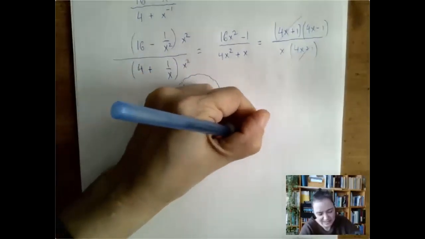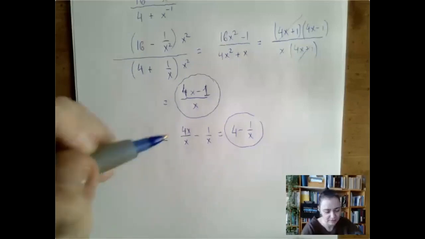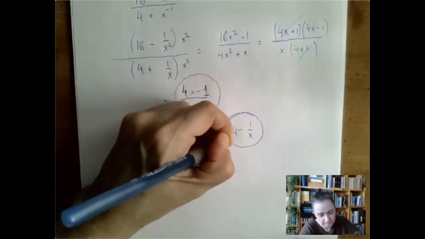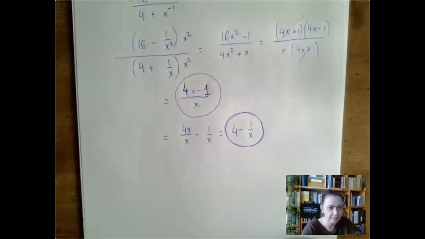I believe these are equally simplified. Half the time this is better for you, half the time this is better for you. So they're kind of at an equal level, both have their own things going for them.